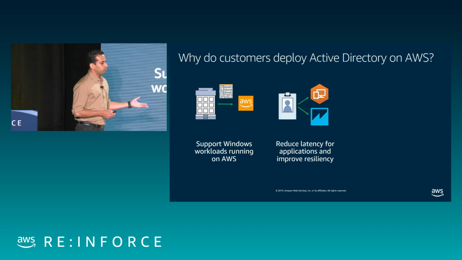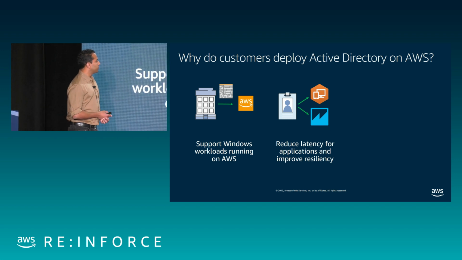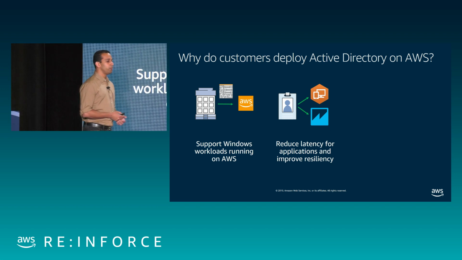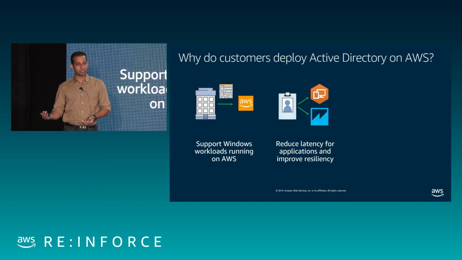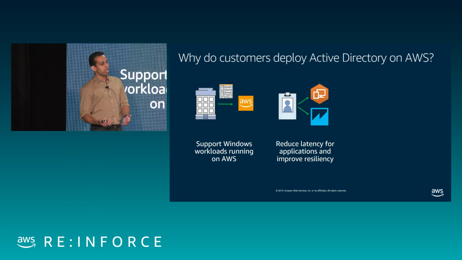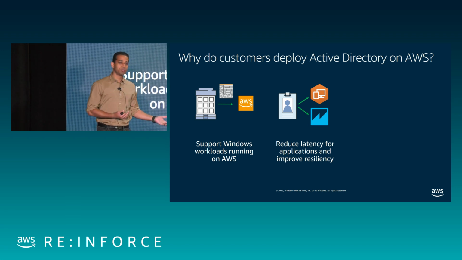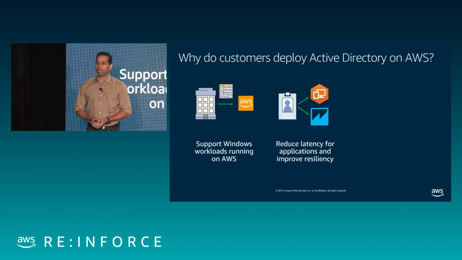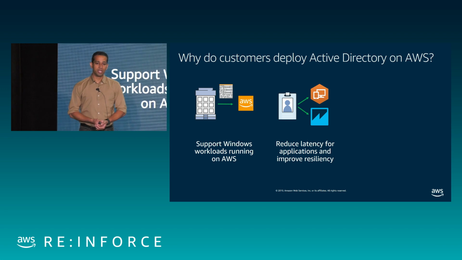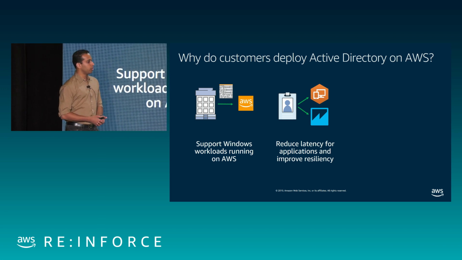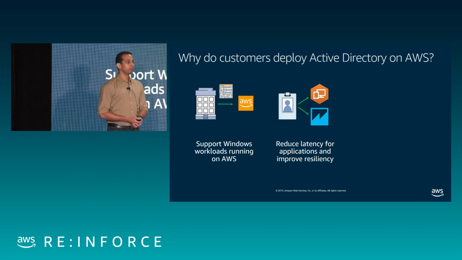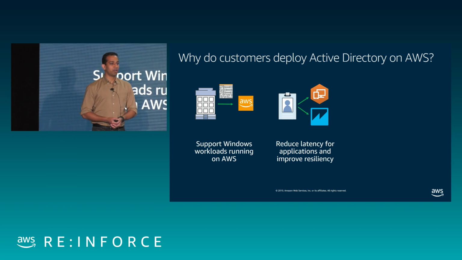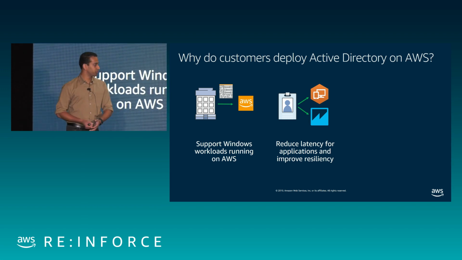The other reason customers deploy AD on AWS is to reduce latency. What we mean by that is, let's say you have an application running on AWS. Technically, you can attach that to an Active Directory running on premises. You could have a VPN or a Direct Connect and access those domain controllers, but that's not ideal, right? Depending on where your Active Directory is and which regions you're operating in, your latency may or may not work for you. So that's one of the reasons customers deploy Active Directory on AWS to support those workloads.